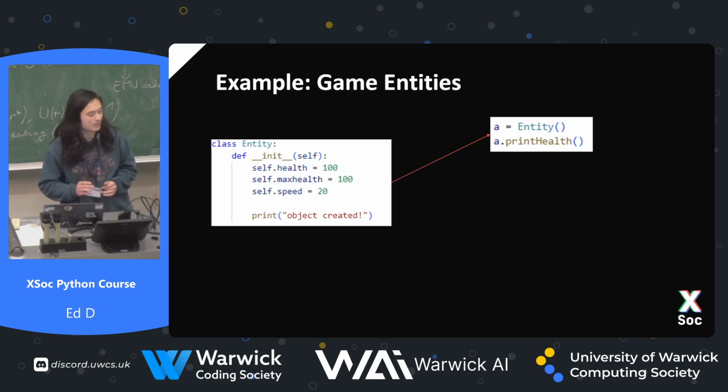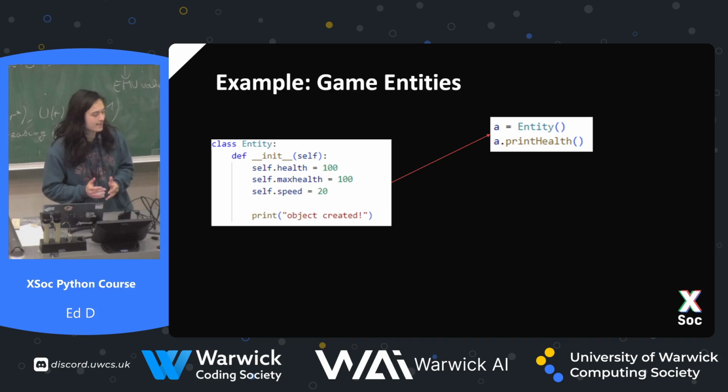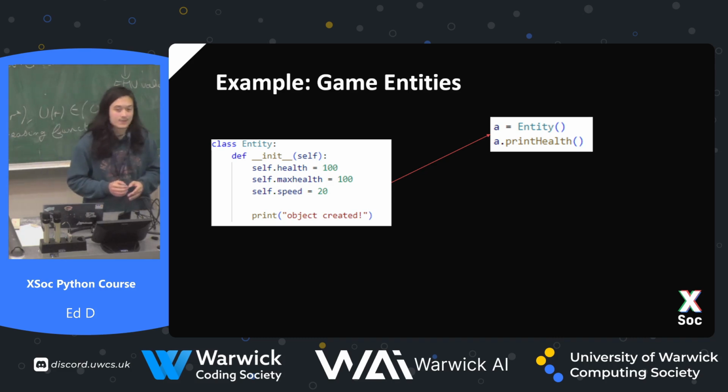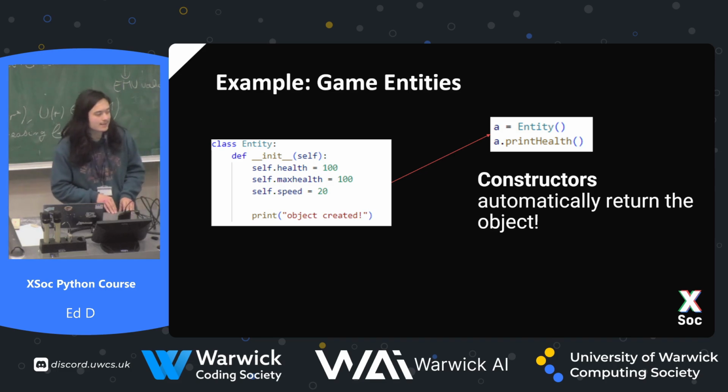So this is an example of actually creating an object, and this also has a fancy name. You can just think of it as creating an object, but it's also called instantiation or instantiating an object from the class. And note that constructors automatically return the object.